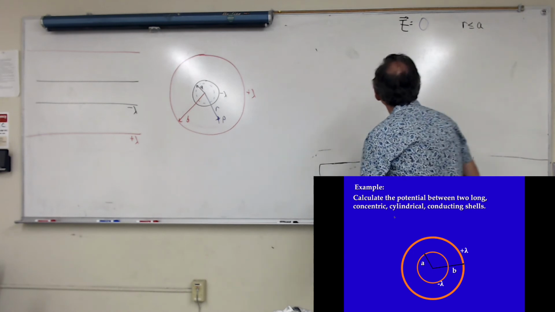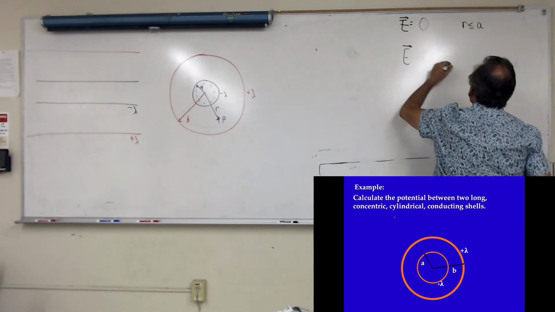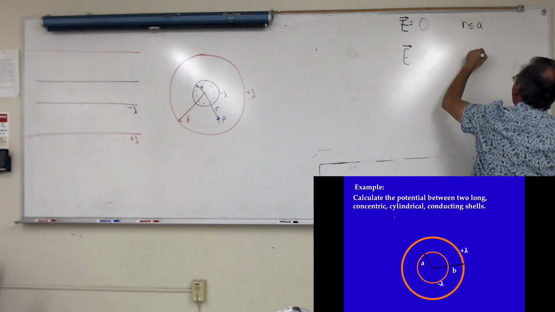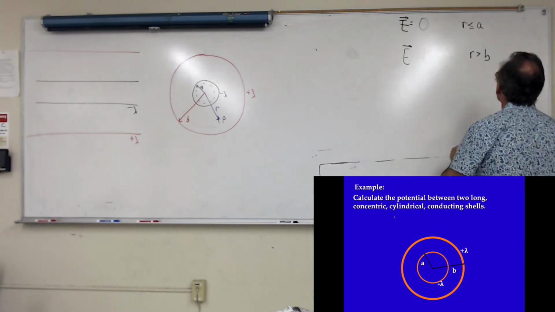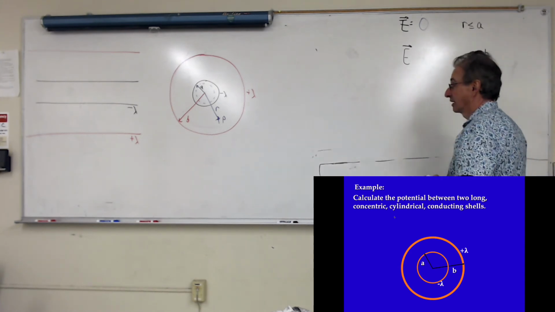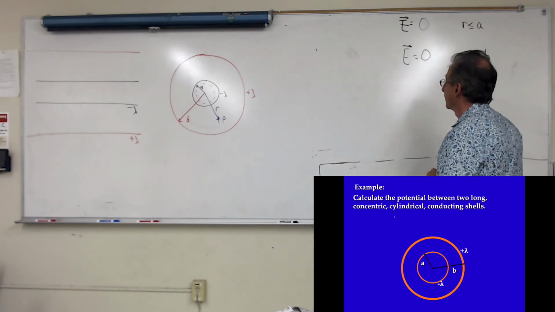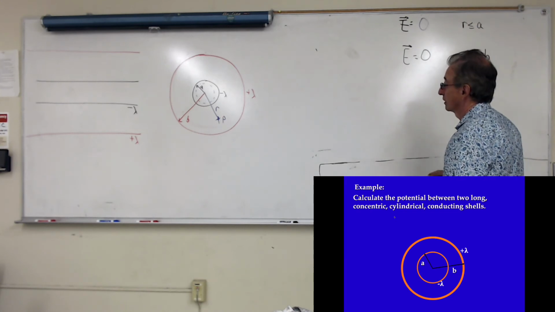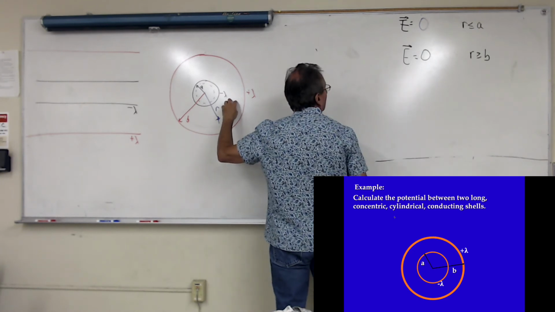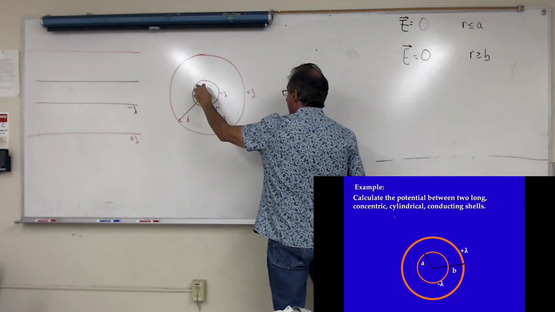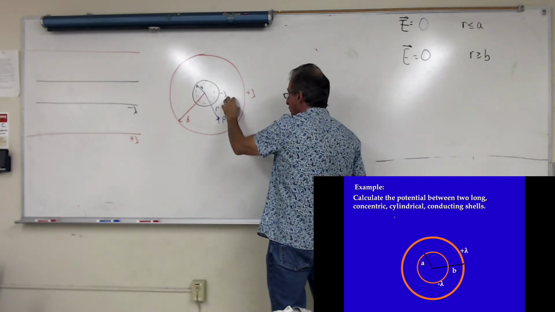What about outside, the big cylinder? Wouldn't that also be zero because it's still a shell? Yeah, outside it's still got to be zero. Also, shouldn't R be between A and B, not greater than or equal to B? You mean here? Yeah, because B is the outer and A is the inner. I want to know the field in between, so I'll do that one next.